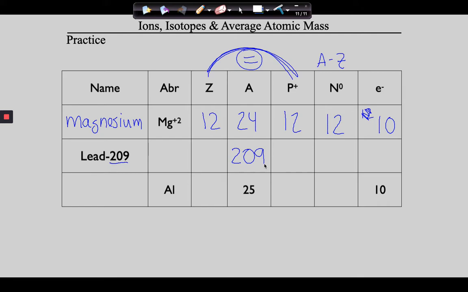But then, guys, notice what we do with this. When we write the abbreviation for lead, it is Pb, big P, little b. And then, guys, we write the mass right here. So if it is an isotope that is not the average, then you have to write the mass up above it. Then, guys, this is element 82. That means it's got 82 protons. It does not have a charge, so it's got 82 electrons. And then to figure out the number of neutrons, it's A minus Z, which, if my math isn't failing me, is 127 neutrons.